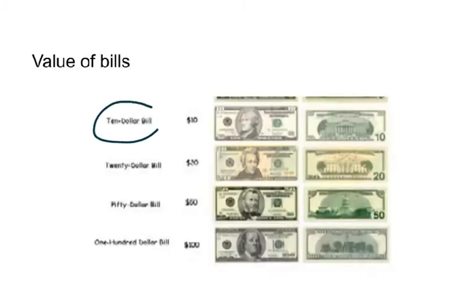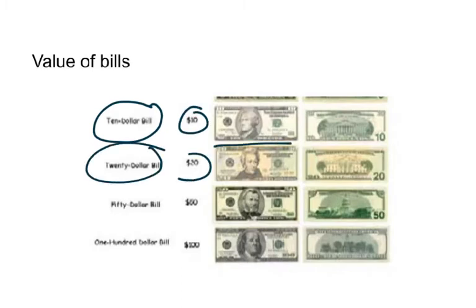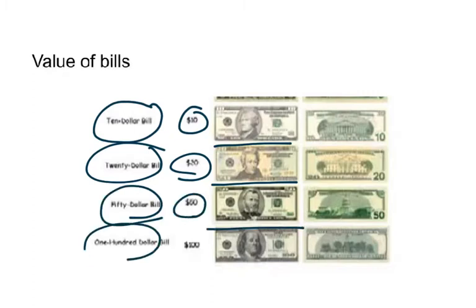Then the $10 bill, here's a sample of a $10 bill, a $20 bill, a $50 bill, and a $100 bill. So those are some of the different bills. We also have a $5 bill, of course, and a $1 bill. And so we have the different values of all the different bills that we can have.